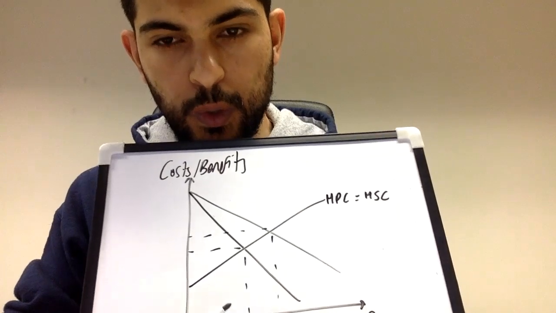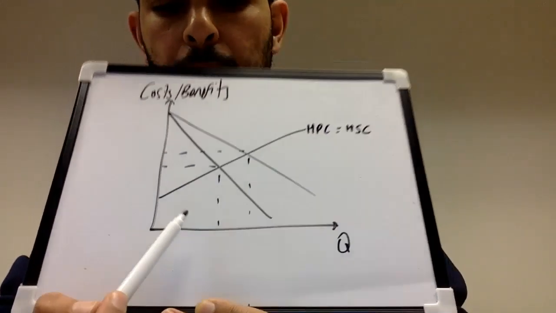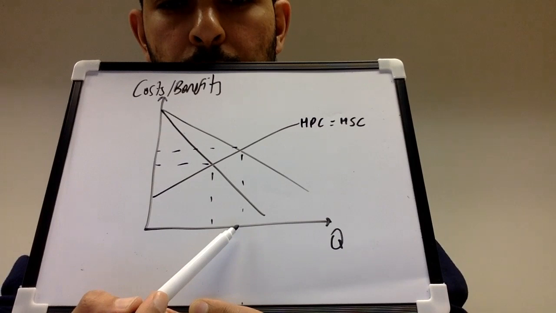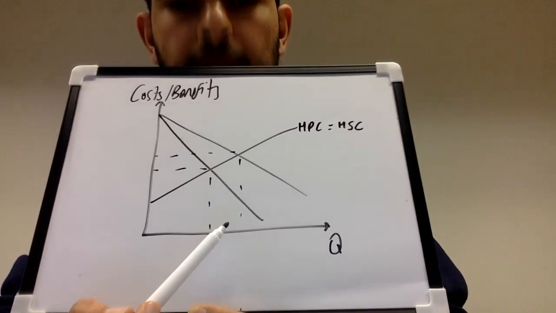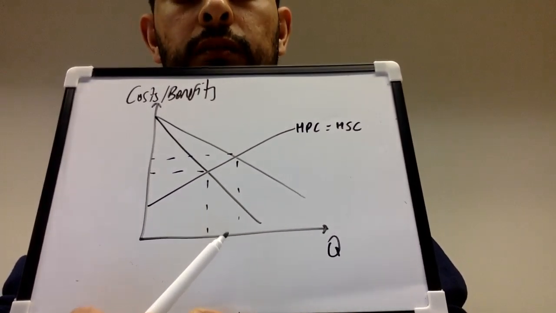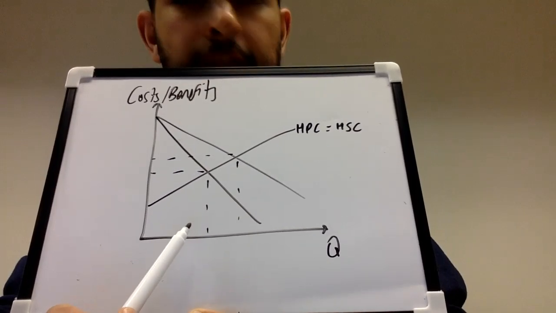Now, can you see that there are two quantities on my diagram? Quantity number 1 there and quantity number 2 there. Which one, obviously, would represent doing too little? Well, obviously the one further to the left.